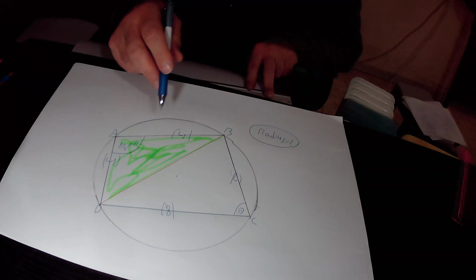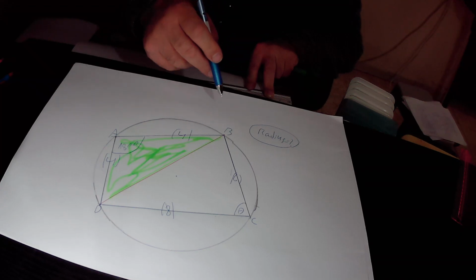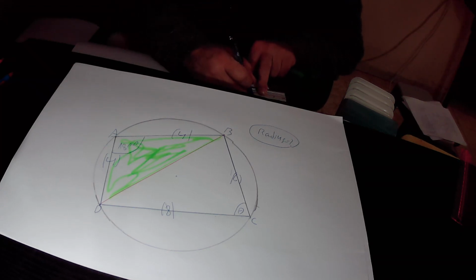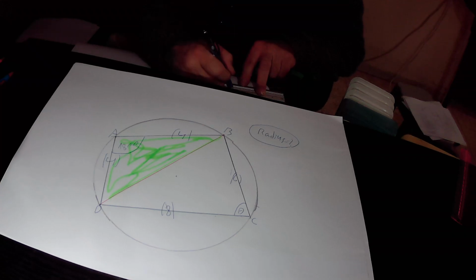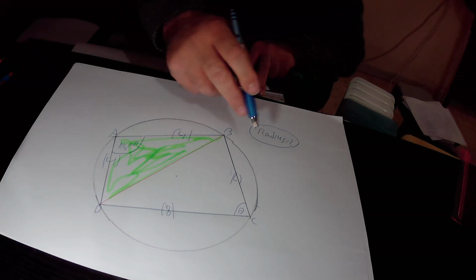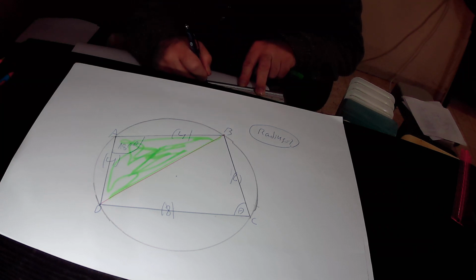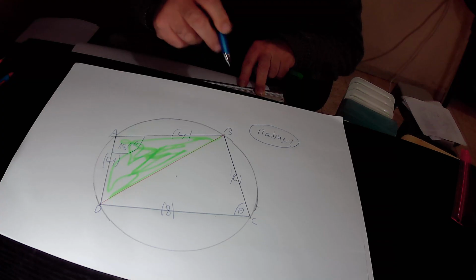On this right triangle BDC, according to the law of cosines, BD square equals BC square plus DC square minus 2 times BC times DC times cosine theta.